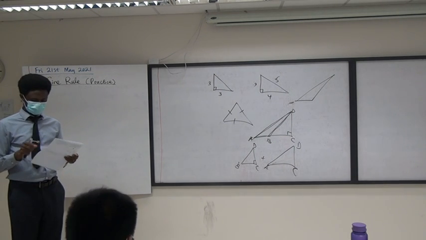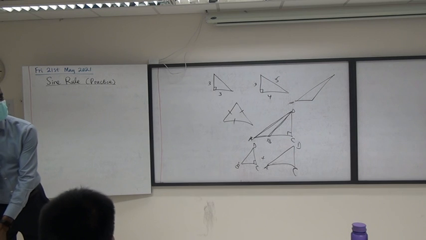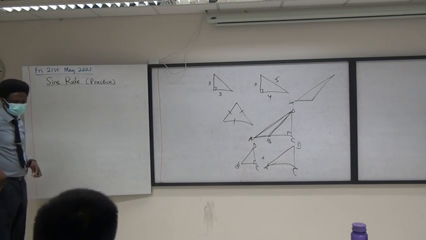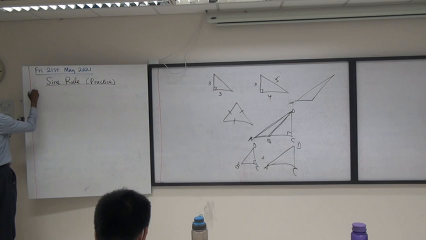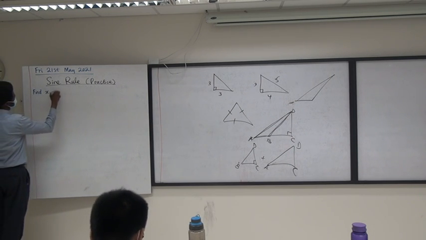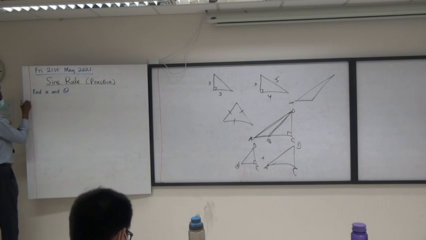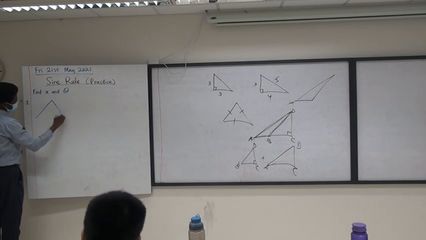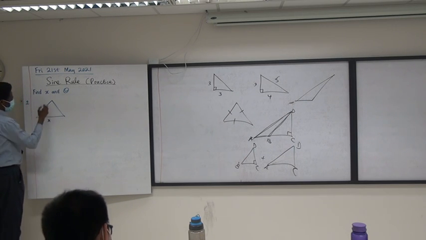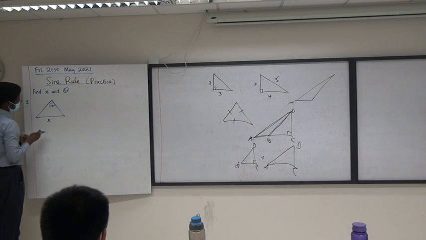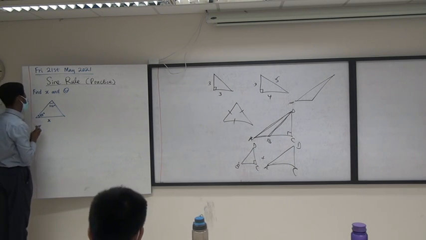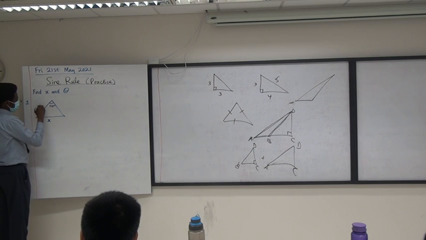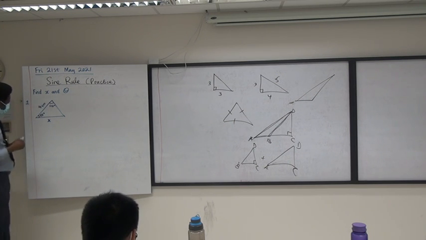Actually, I put 4 here, it means there are 2 extras. I just thought of something in my head. Okay, so let's say find x and theta. So question 1. This side is x maybe. Maybe this is 110 degrees. Let's say this is 50 degrees. And maybe this is 4 cm. Okay, everyone stop writing.